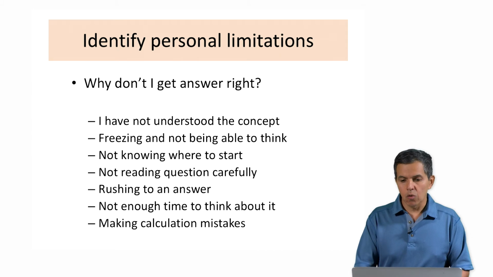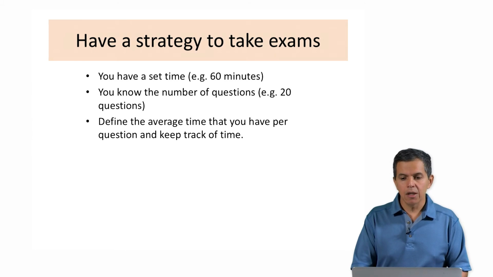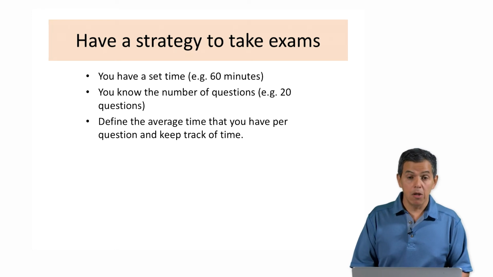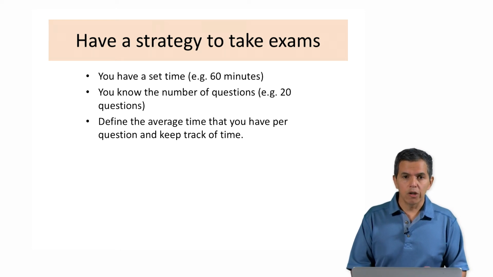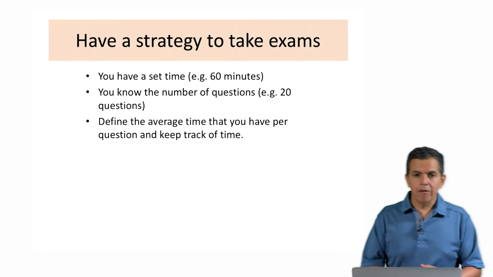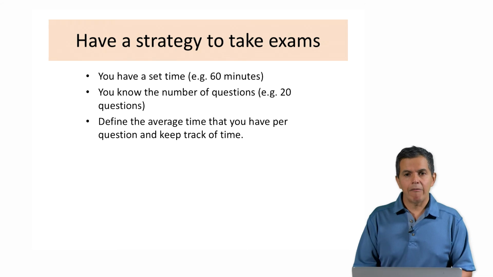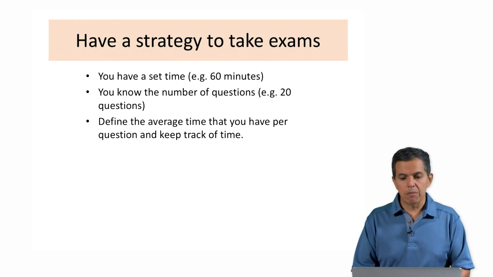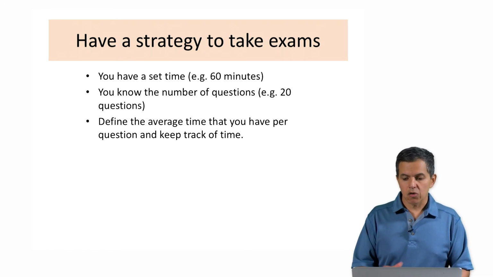So that leads us to how to have a strategy that can help us take exams. We know that we have only 60 minutes in this particular section of CHEM 1061. We know that we're going to have 20 questions. So we know that on average, we're going to have about 3 minutes per question. So considering the time that we have available per question and the personal limitations, we can formulate a strategy that can help us be more successful at answering questions and do better in the course.